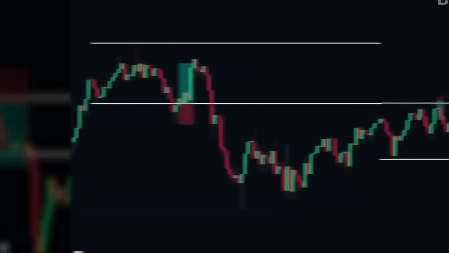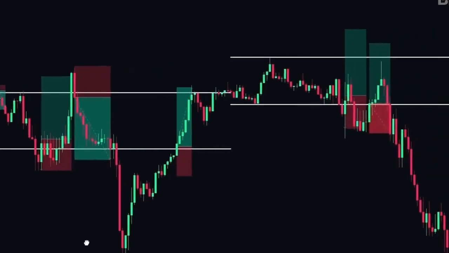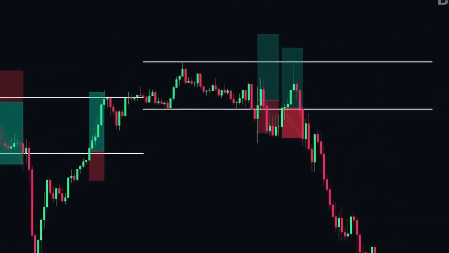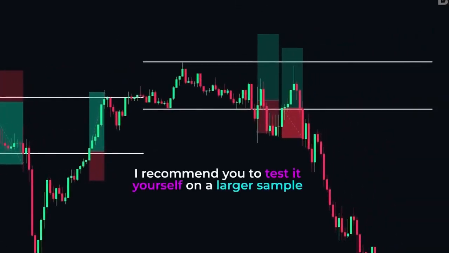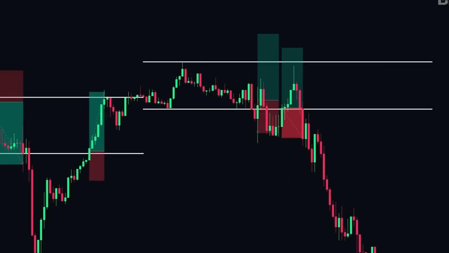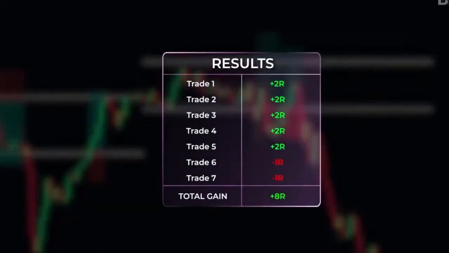very basic version of the strategy. Now, of course, if we want to get a more accurate performance, we would need to backtest using way more than just 7 trades. So I definitely recommend you test it yourself on a larger sample. But the point of this is just to show that even with using just the basic version of the system, it can achieve profitability in real trading scenarios.